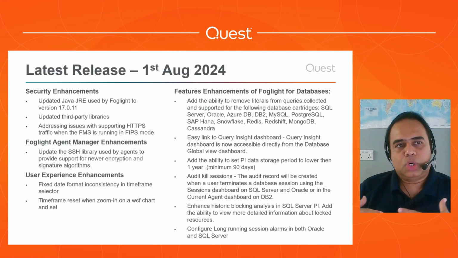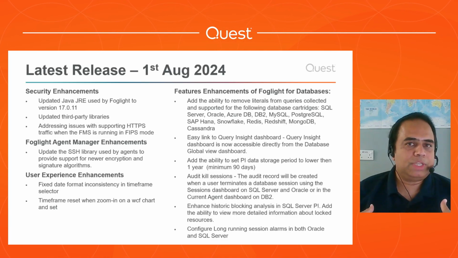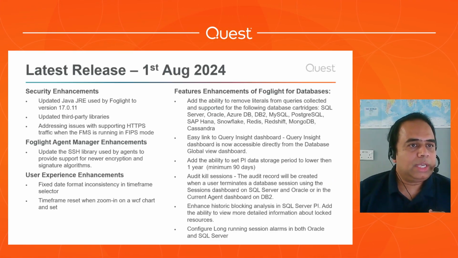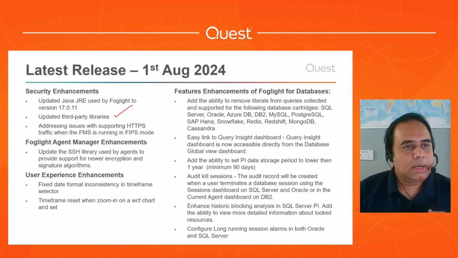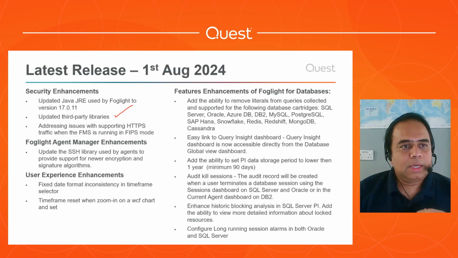On this note, I would also like to talk a little bit about the recent release of Foglight, which was released on August 1st, 2024. Some of the key enhancements are on security, especially on Java JRE, where we upgraded the version to 17.11. Third-party libraries were updated. Foglight Agent Manager enhancements like SSH libraries used by agents, where we started to support newer encryption and newer algorithms, have been added.